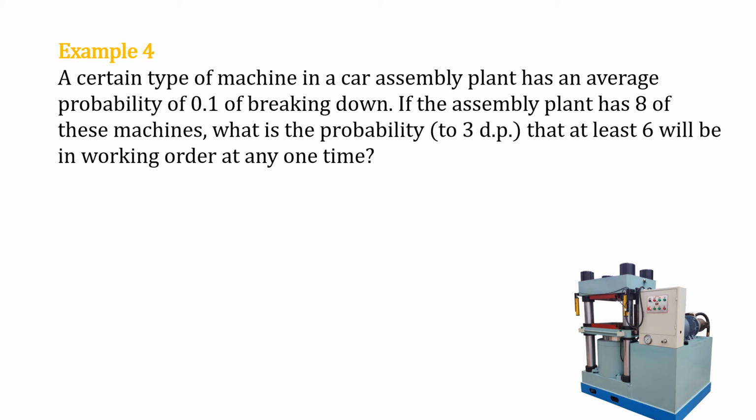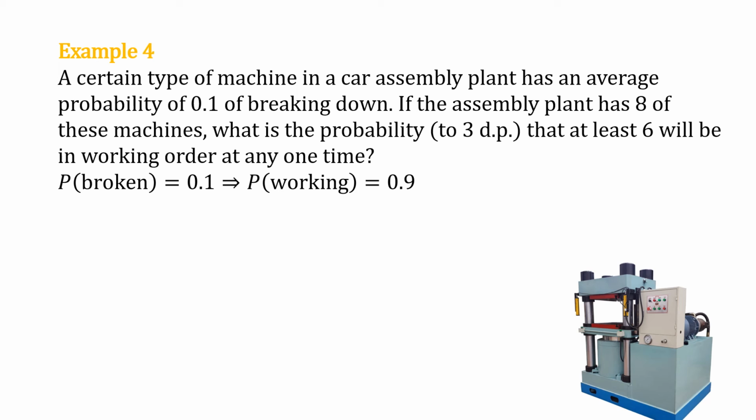All right, so note that this time we're talking about at least 6 machines working. If we're talking about at least 6, we're talking about the probability that 6 are working, or the probability that 7 are working, or the probability that all 8 are working. So we will have to consider that. First thing is we've got a probability of 0.1 of breaking down. So if breaking down is 0.1, that means the probability of working is going to be 0.9. It's either working or not working, broken or not broken, depending on which way you want to look at it. We're talking about these machines working.